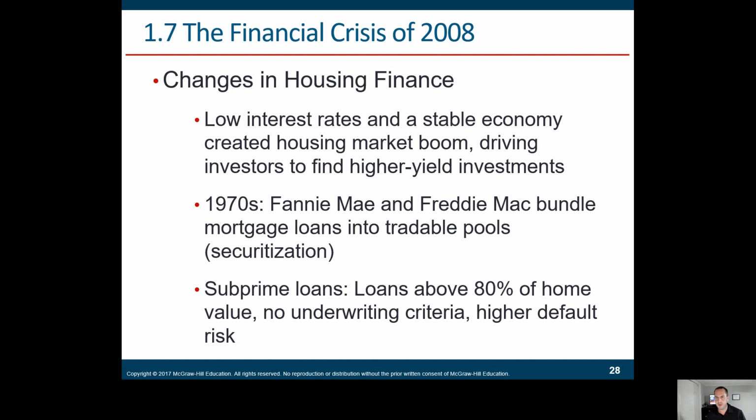Subprime loans are just basically people with bad credit or subpar credit. They are charged higher rates, and those are riskier loans. Like anything else, if you're higher risk, just like on the personal side, you get charged a higher interest rate to reflect that risk.